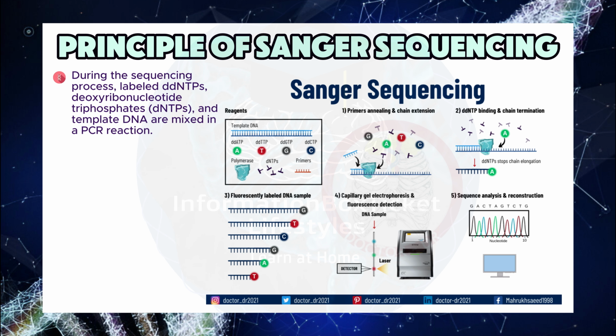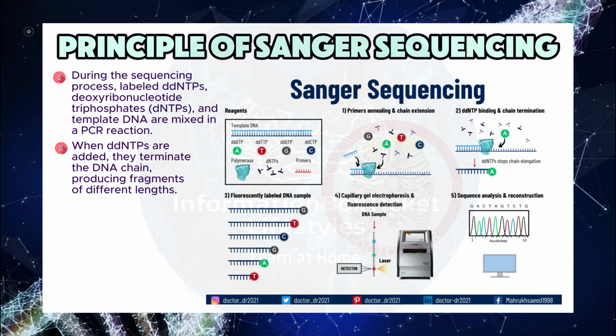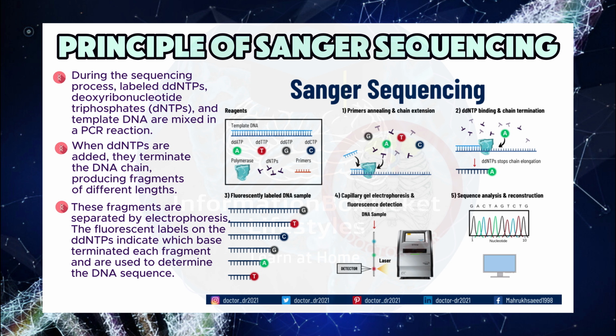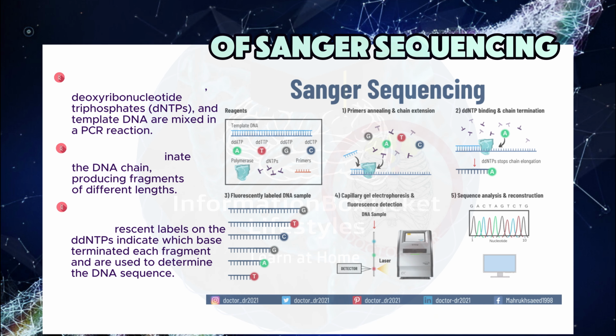During the sequencing process, labeled ddNTPs, deoxyribonucleotide triphosphates, dNTPs, and template DNA are mixed in a PCR reaction. When ddNTPs are added, they terminate the DNA chain, producing fragments of different lengths. These fragments are separated by electrophoresis. The fluorescent labels on the ddNTPs indicate which base terminated each fragment and are used to determine the DNA sequence.